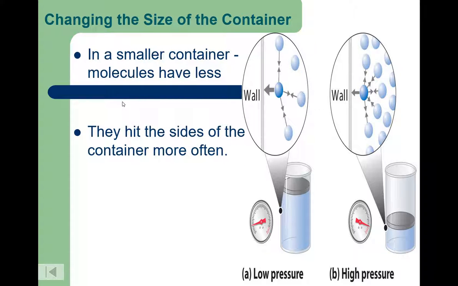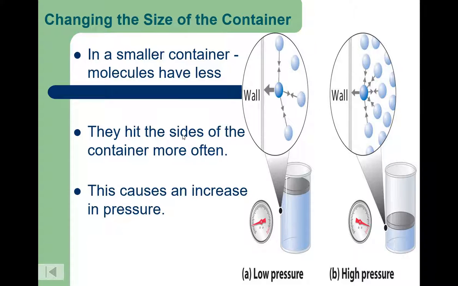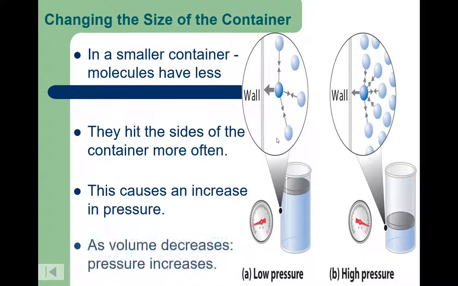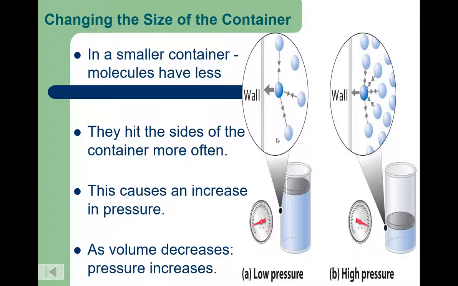So in a smaller container, molecules have less space, so they hit the sides of the container more often, and this causes an increase in pressure. As the volume decreases, pressure increases. So you've got to think volume and pressure sort of go together. If I increase the volume, the pressure decreases. If I decrease the volume, the pressure increases. So they're directly opposite of each other.